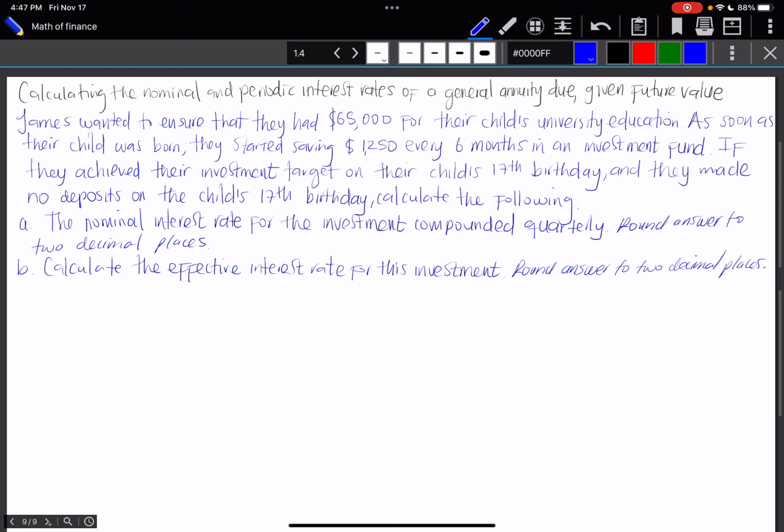And we have the future value of the annuity, which is $65,000. And the original value is just 0. I mean, we start with, I guess, $1,250 because that's what's paid at the beginning of the 6 months when the child was born. And we're going to figure out the nominal interest rate for the investment compounded quarterly and the effective interest rate for the investment.